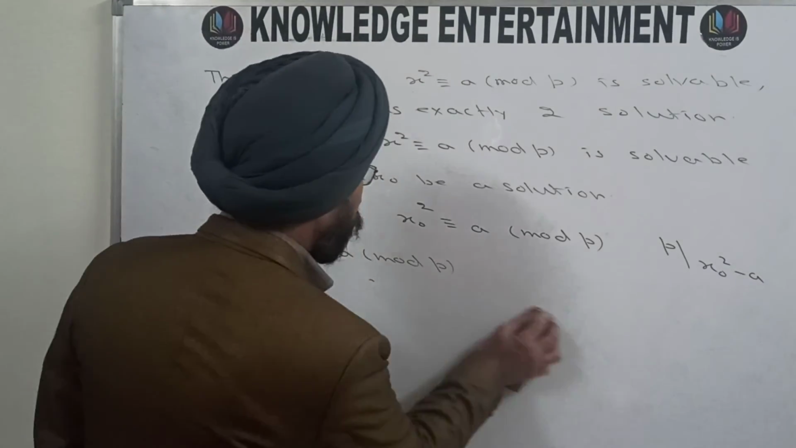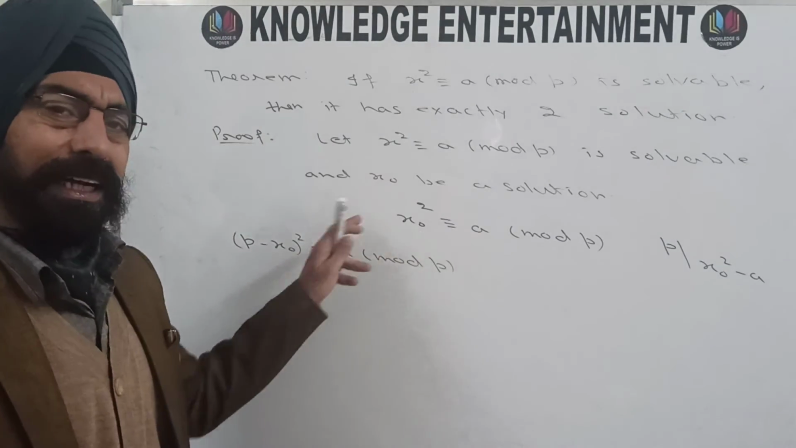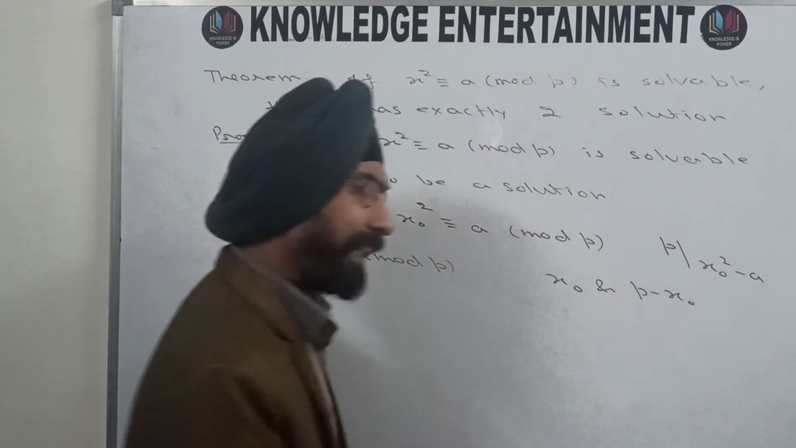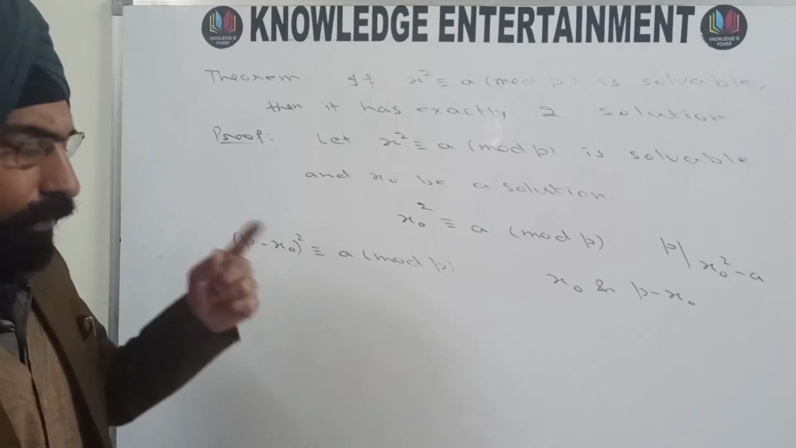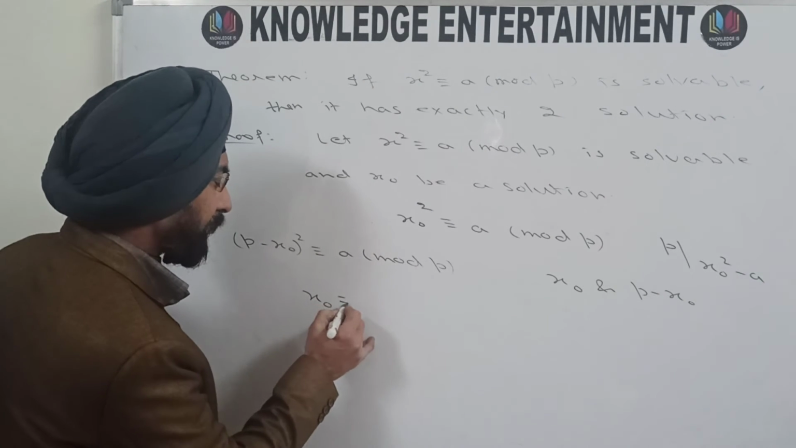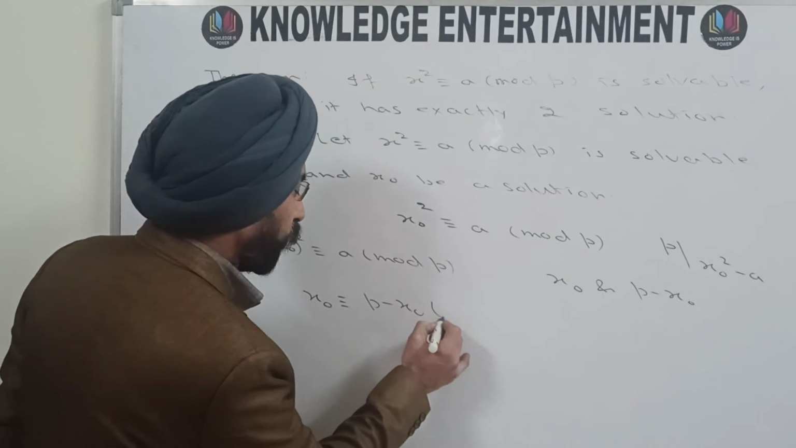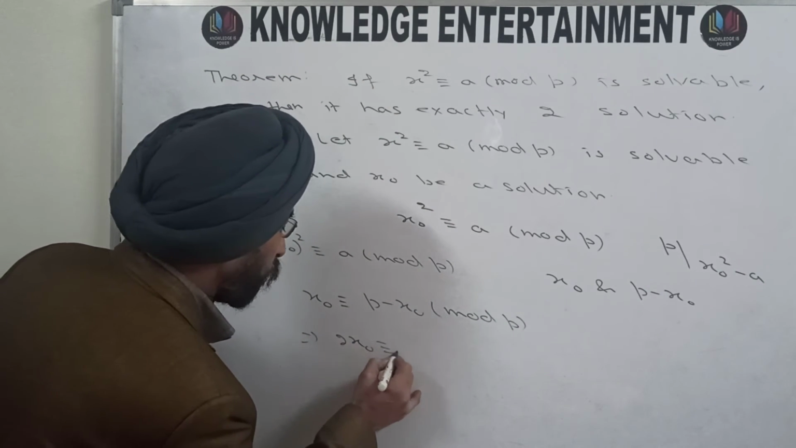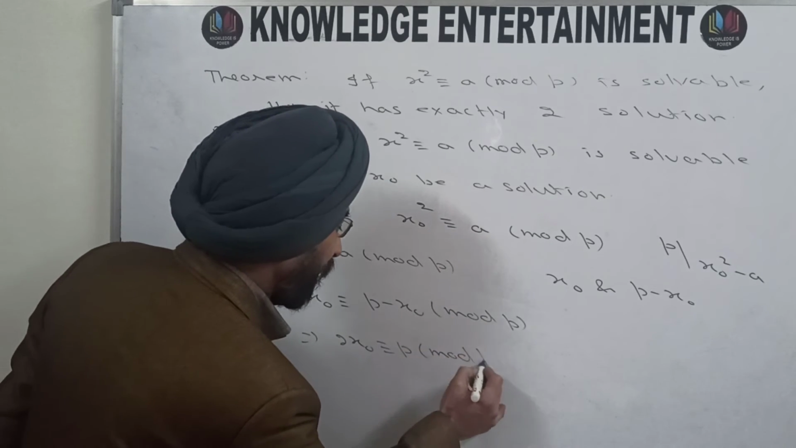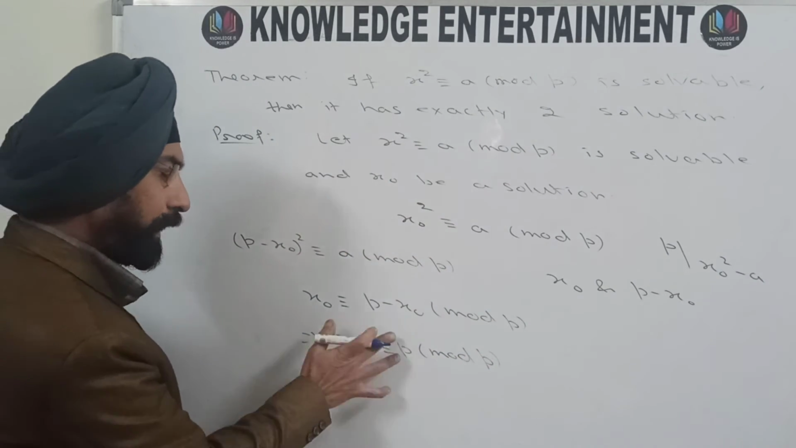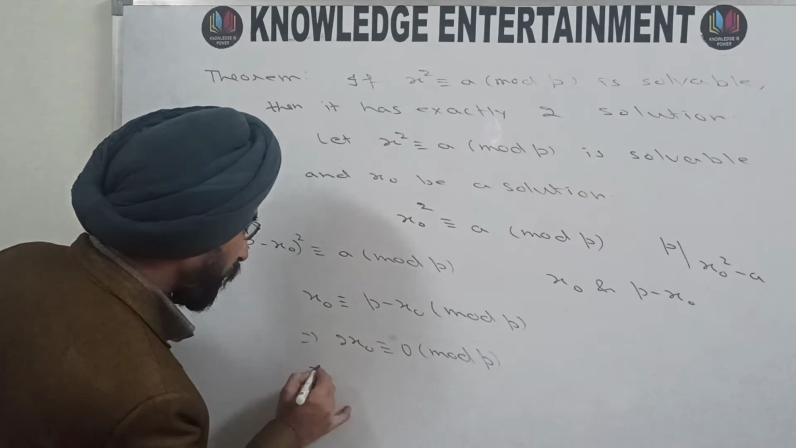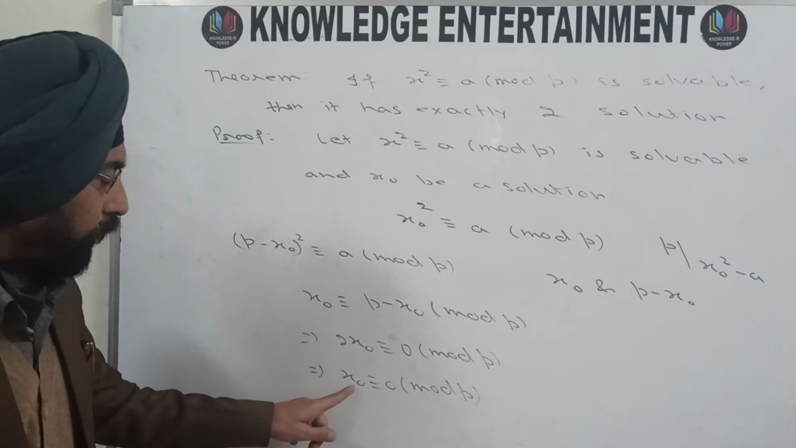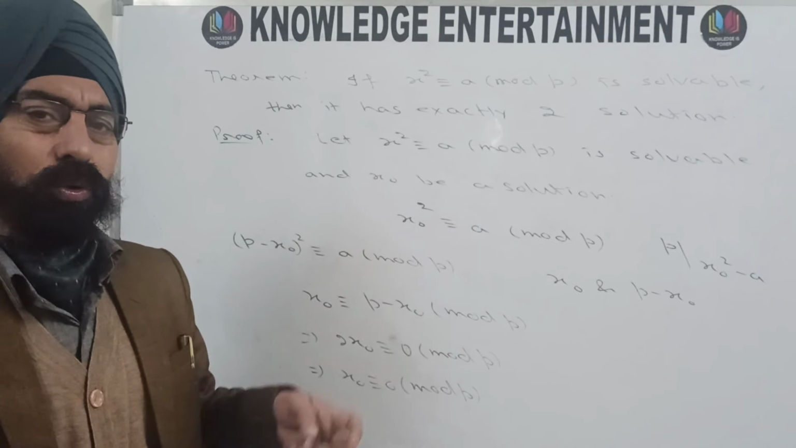So we have two solutions. One of the solutions is x naught and the other solution is p minus x naught. Clearly these two solutions are incongruent, because if they are congruent, that means x naught is congruent to p minus x naught modulo p, then this will mean that 2x naught is congruent to p modulo p, and multiples of p can be reduced, so it can be 0. So this means x naught is congruent to 0 modulo p, and if you substitute x naught equal to 0 here, a will become 0.